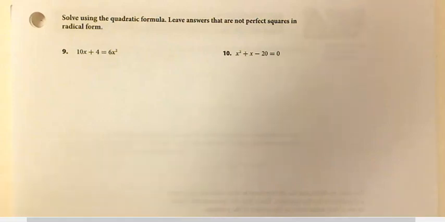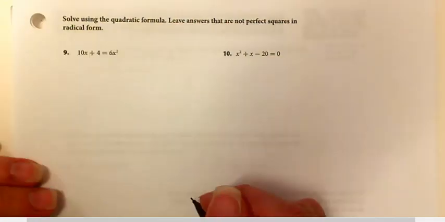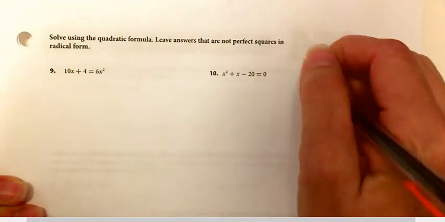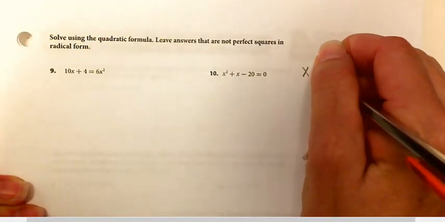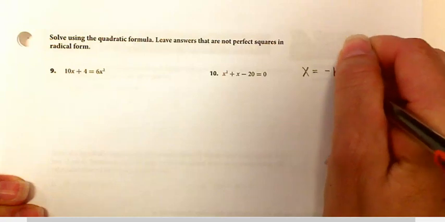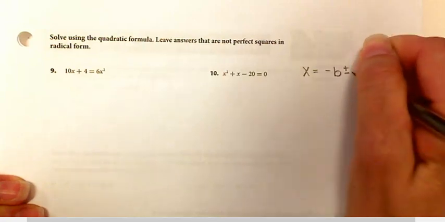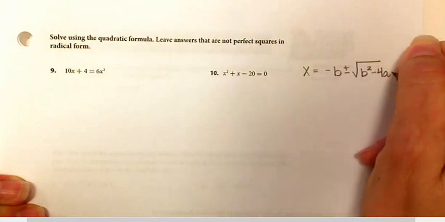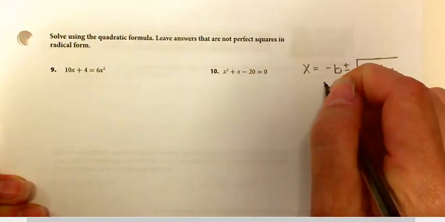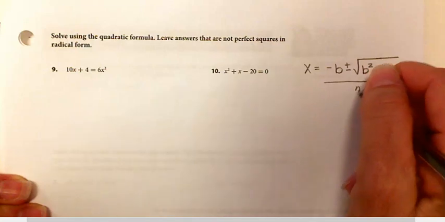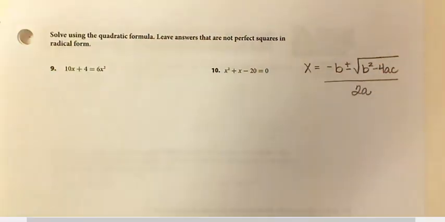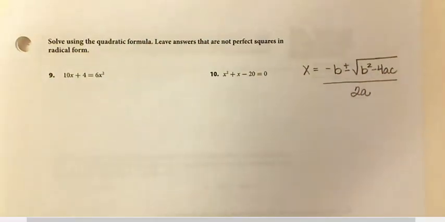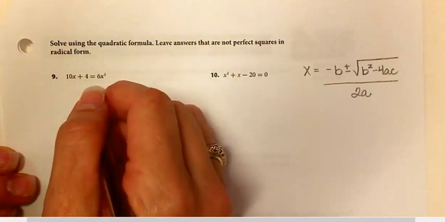I'm now looking at page 974, and it says solve using the quadratic formula. Remember, the quadratic formula is a bit of a doozy. Your solutions are x equals negative b plus or minus the square root of b squared minus 4ac, all of that over 2a. All right, so your first step is to make sure that everything is in standard form.